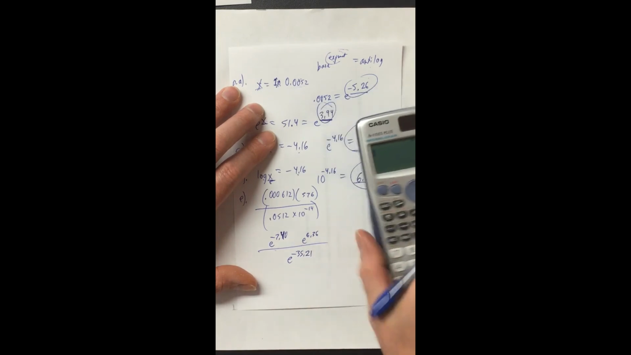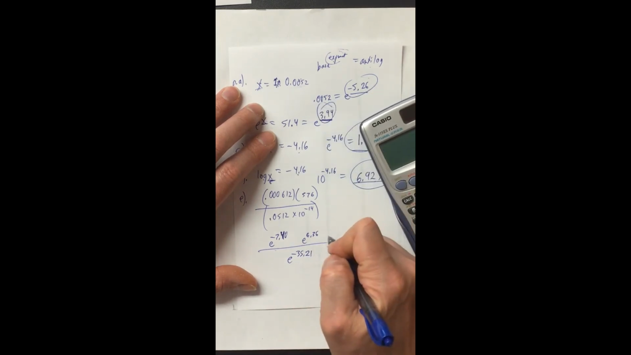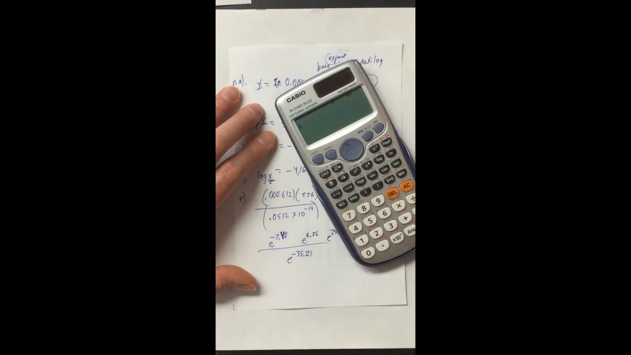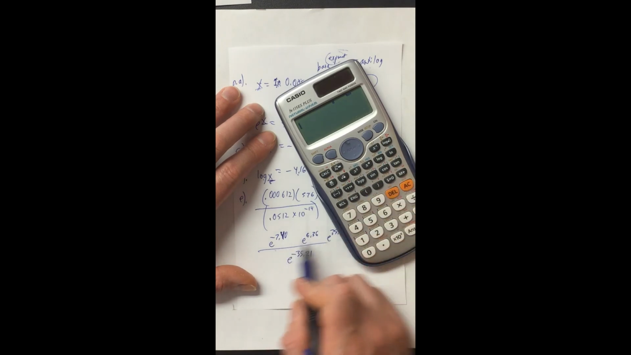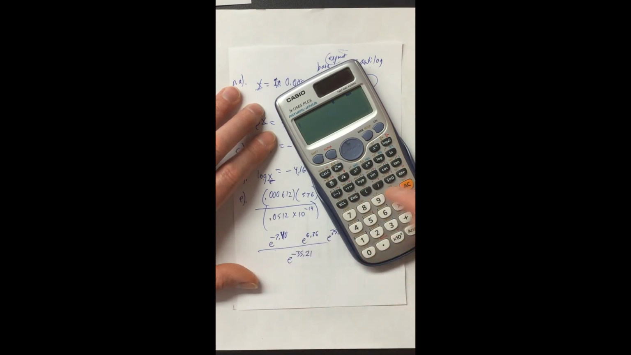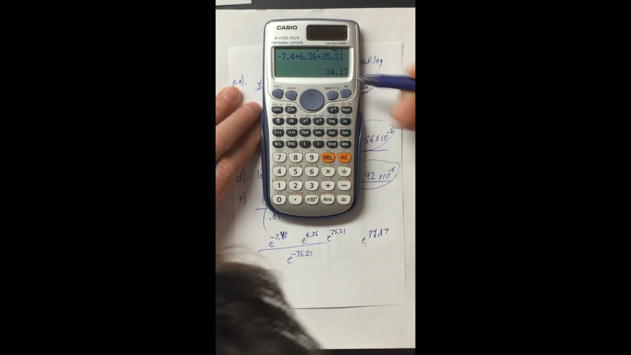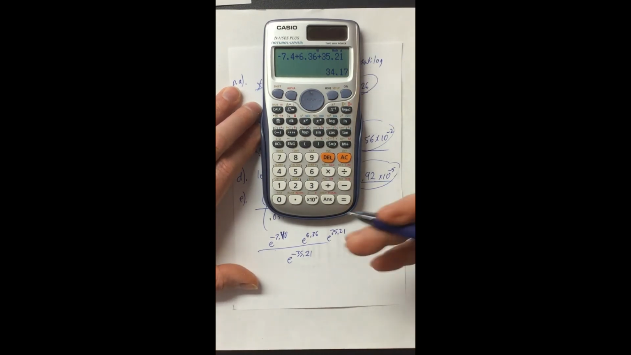All right, once I get to that point, I can move this one up by flipping the sign, so 35.21. Then functionally, as I multiply exponents out, I'm going to add them. So I'm going to have a negative 7.4 plus a 6.36 plus a 35.21. And that gives me a 34.17 e. All right, and then I want to go backwards a little bit. I've got the exponent. I want to write it as the anti-logarithm.